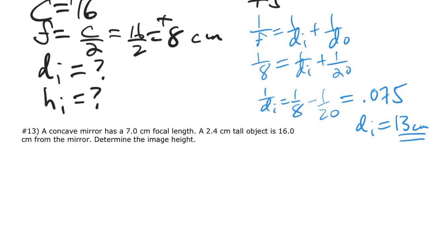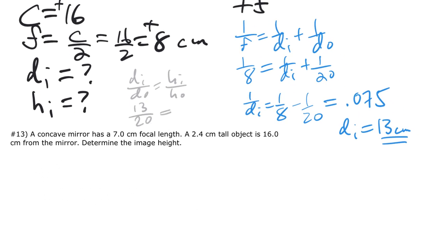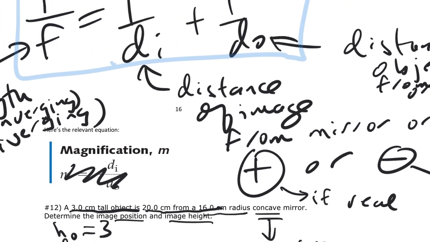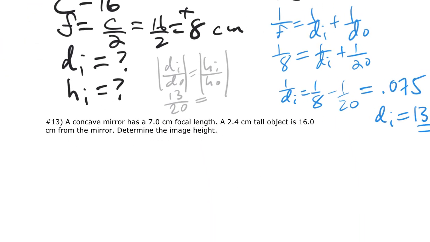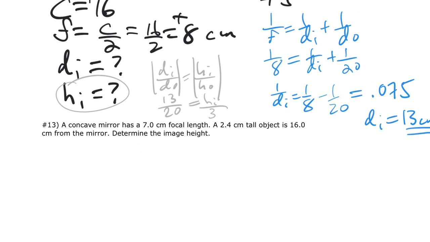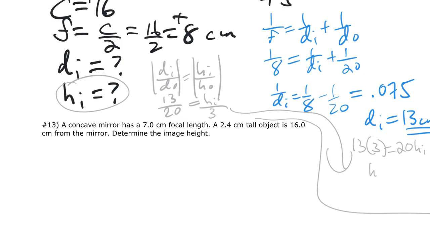Now let's determine the height of the image. That's easy because at this point you just go di over do equals hi over ho. Okay, so 13 over 20, and this is in absolute value. You don't need to worry about the pluses and minuses for this. 13 over 20 equals hi over ho, which is 3. So cross multiply. So 13 times 3 equals 20 times hi. hi equals 39 divided by 20.